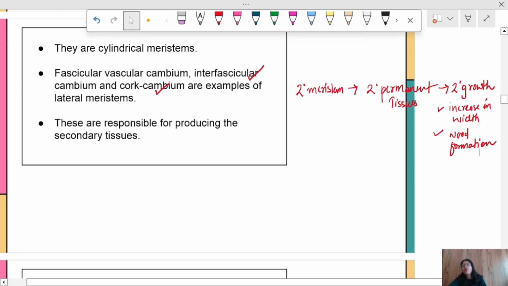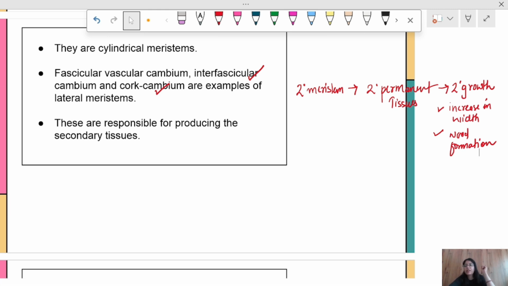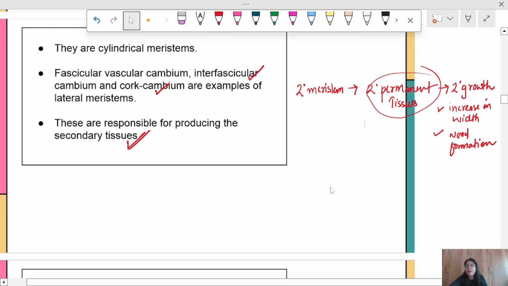Understood? And all these three meristems are responsible for these functions. That's why they are examples of the secondary meristem. Position wise, it is called lateral because it appears on the side. Now, they have mentioned the same thing. They are responsible for forming secondary permanent tissue like secondary phloem, secondary xylem, right? Secondary medullary ray, like this. Many names you will be hearing in the coming parts.